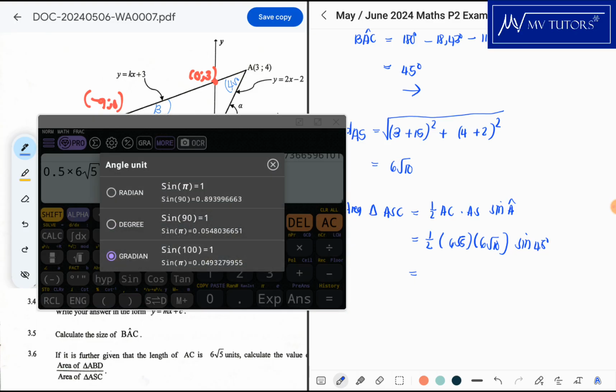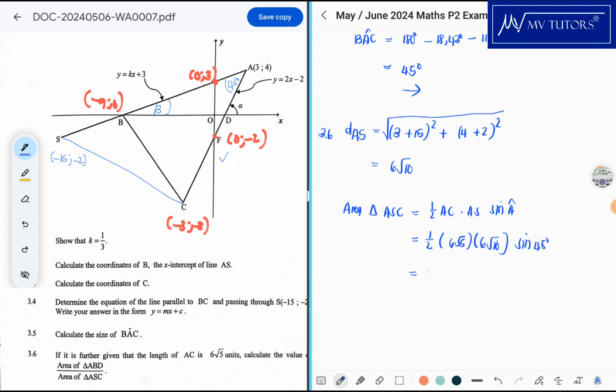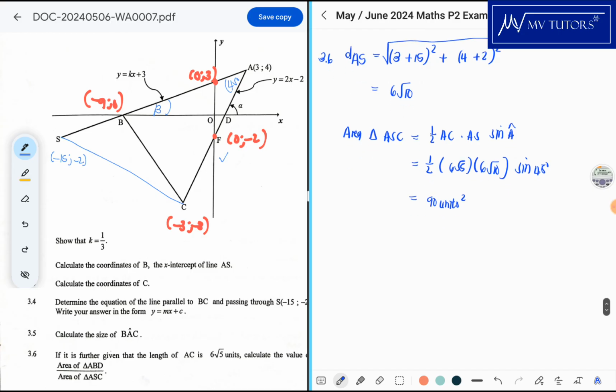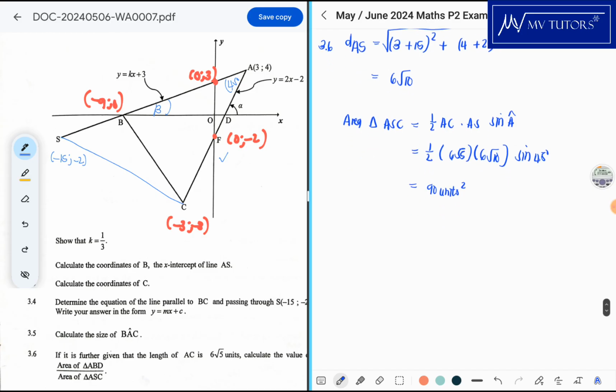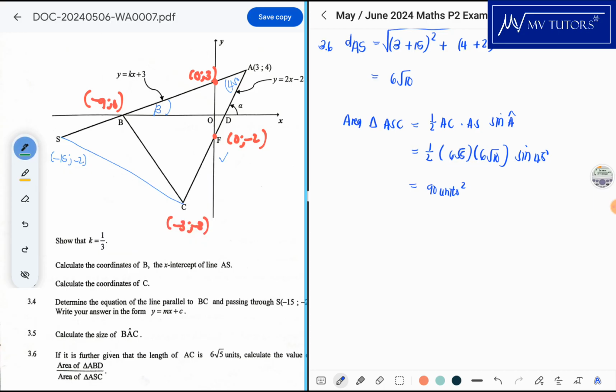Ooh, what is this now? Degree. Sine 45. Okay, then we have 90 units squared. So we're done with the area of ASC. Now let us strategize in terms of the area ABD. Let's use a different colored pen. So now this is ABD. Okay, what are we going to do with ABD? I'll still use A, 45 degrees.